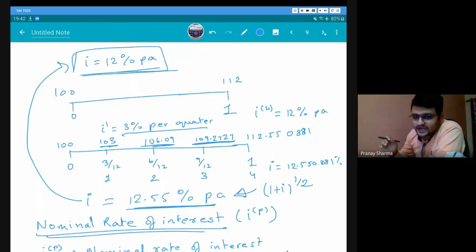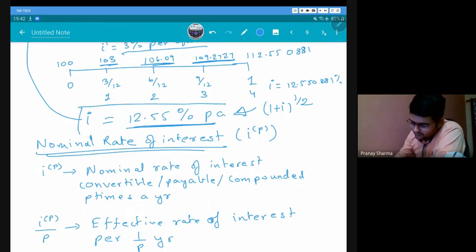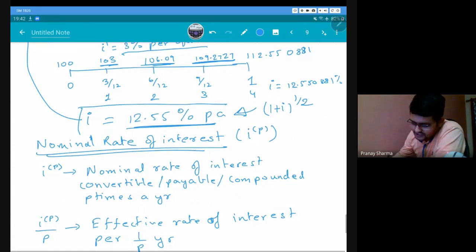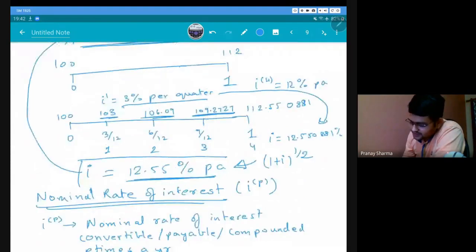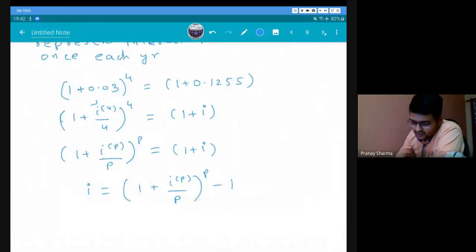So if we are getting exactly the same values with the two different rates, they must be equivalent rates. So this I, 12.550881, is the equivalent rate to this 3% per quarter. This is per annum basis, this is per quarter basis. That means we can use any one of them. If we use it correctly, then we should get the same answer. So that is why they are called equivalent rates. That is why we can convert one into the other. That is why we are using this to convert this. And we found our formula for it.